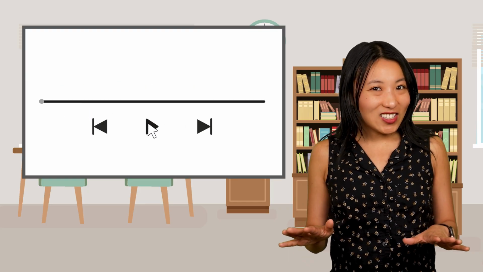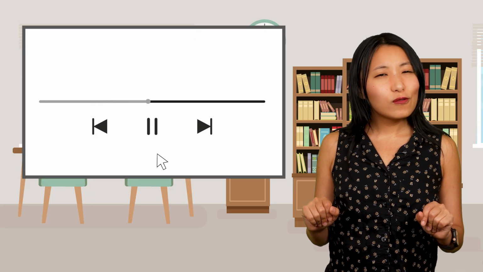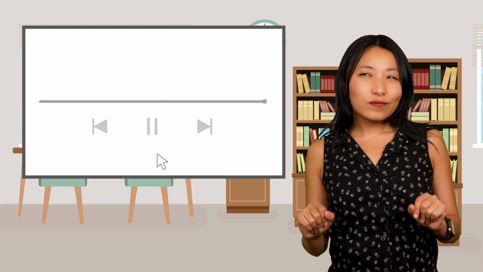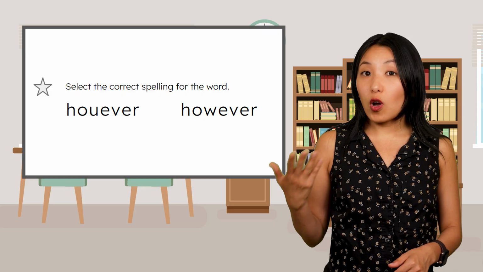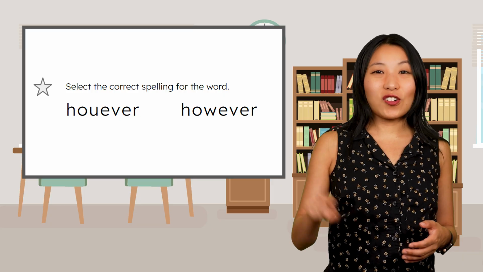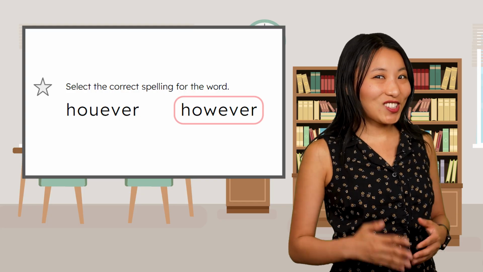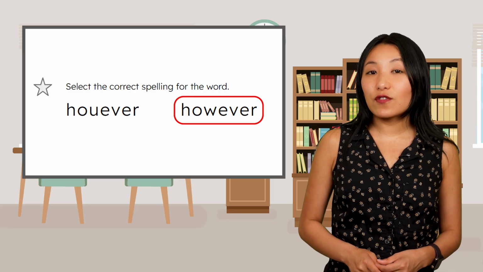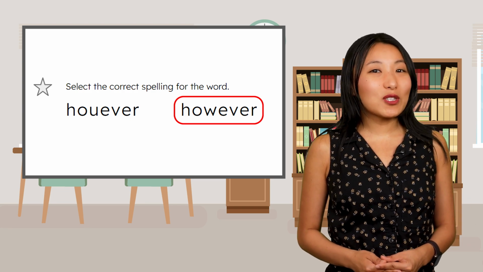Ready for a challenge? To complete the sound lab for ow, select the correct spelling for this word. However. What do you think? Does however use OW or OU to spell the ow sound? Circle your answer in your guided notes. Did you circle OW? That's right. The ow sound is at the end of the first syllable, how. That means we need to use the OW spelling.